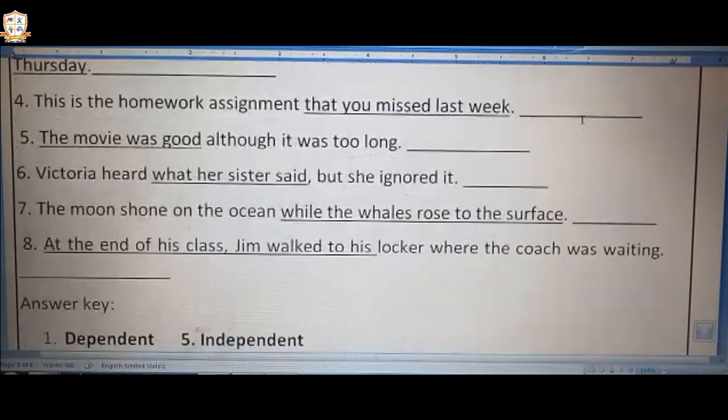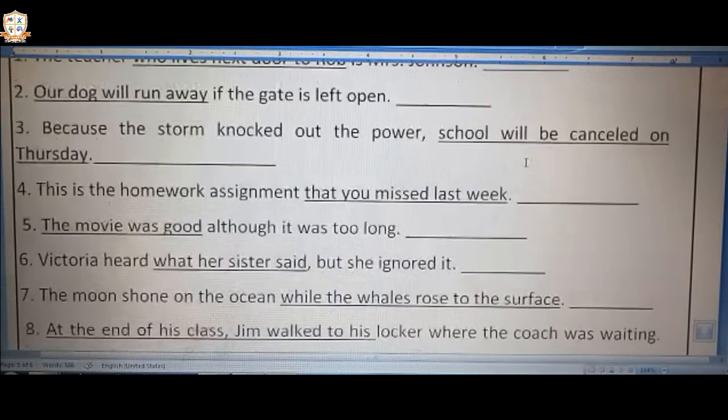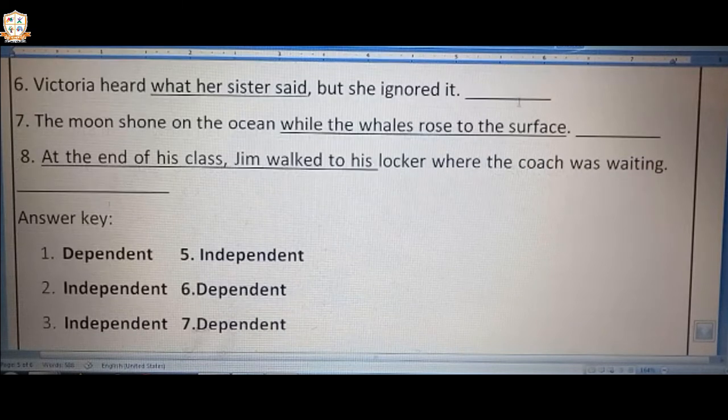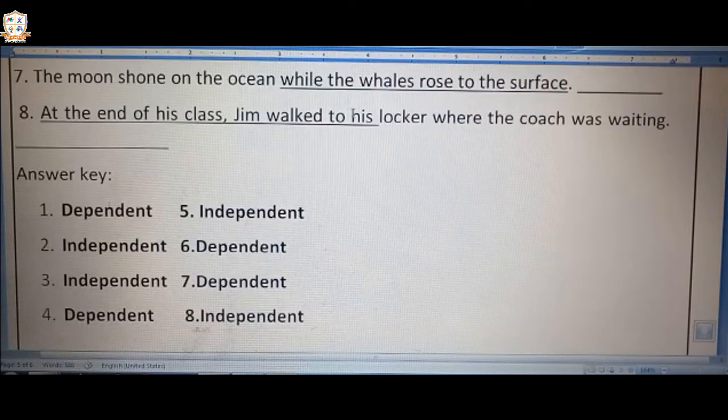There are 8 sentences. If you want to know after watching this video whether you are able to identify dependent or independent clause, then you can attempt these 8 sentences, and after that you can match your answer with the answer key. Now it's the time to be honest, because you are going to assess yourself on your own. You can score yourself out of 8.